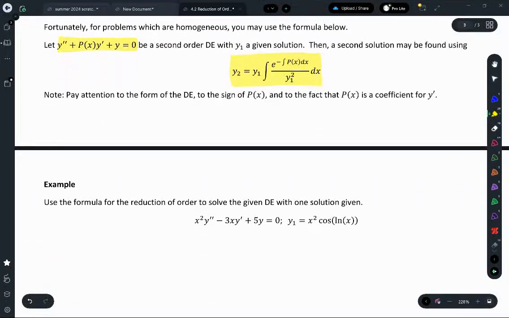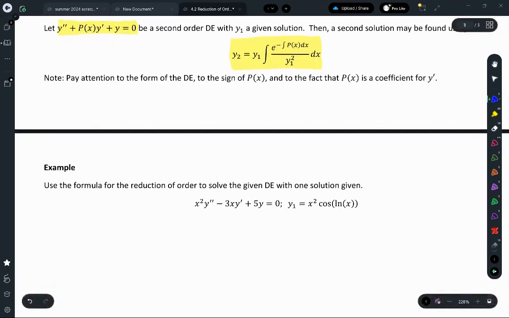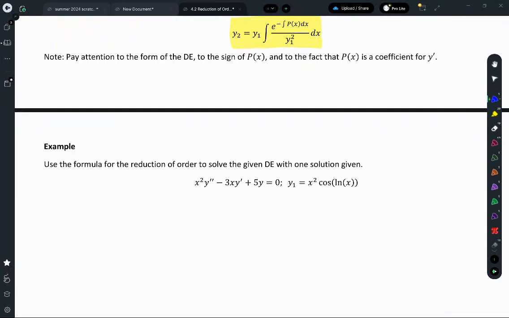So let's apply this to a problem and see how we do. We're going to use the formula for the reduction of order to solve the given differential equation with one solution given. So we're told y1 is x squared cosine of ln of x. Our differential equation is x squared y double prime minus 3xy prime plus 5y equals 0. So I need to first get into standard form.